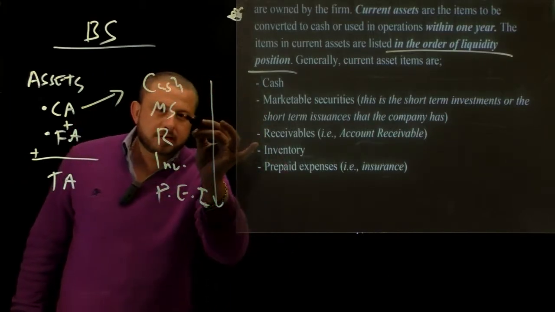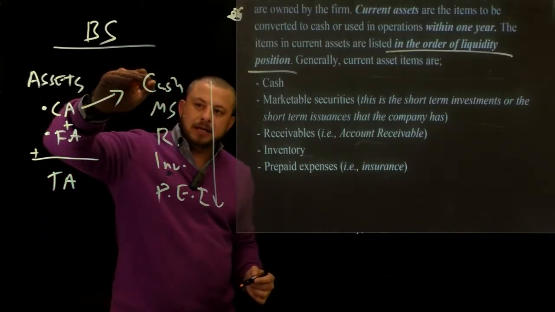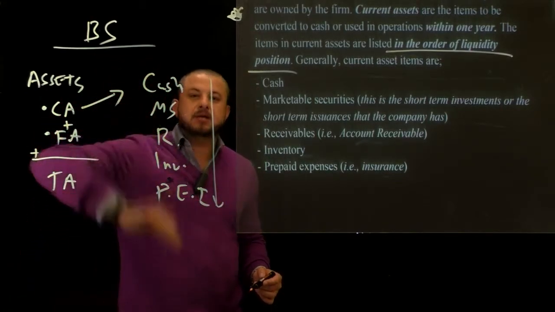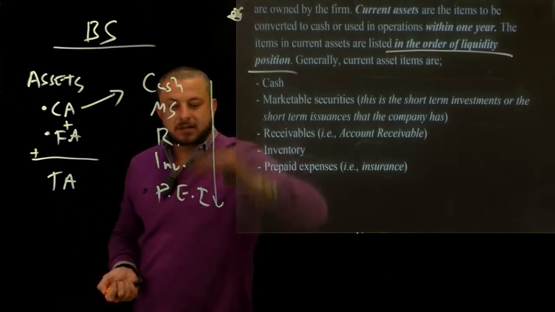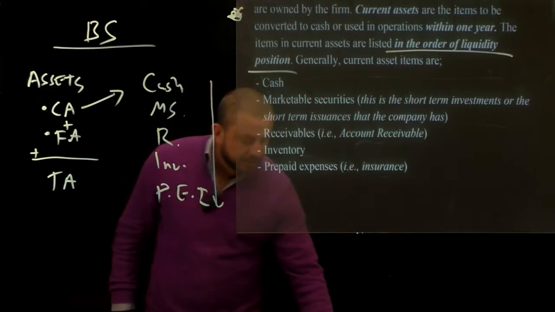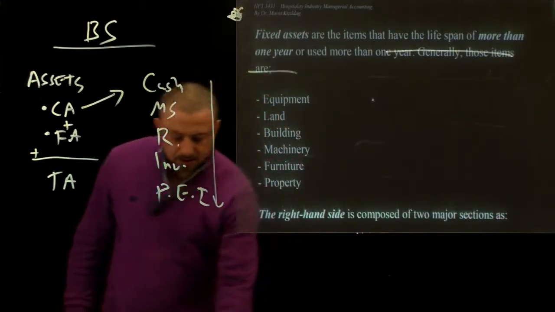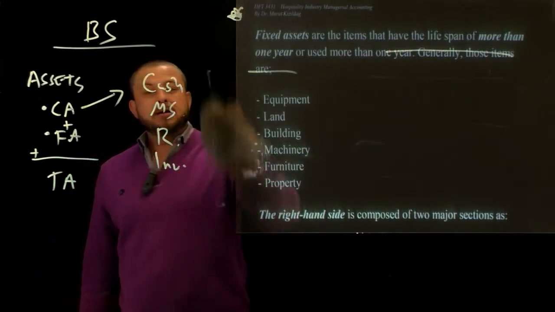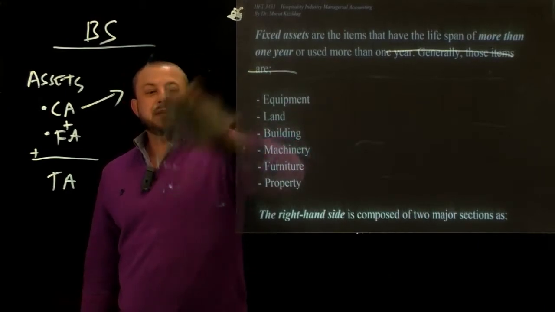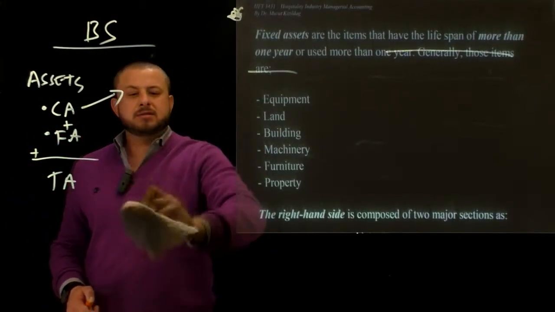Cash cannot be in second place, or receivables cannot be in first place, because the order of all the current assets is based on the liquidity of those items. It starts with cash, and we have to put prepaid expenses, for example, insurance or any other prepaid expenses, at the very bottom, guys, okay? So this is the left-hand side of the equation, and these are the characteristics of the current assets.